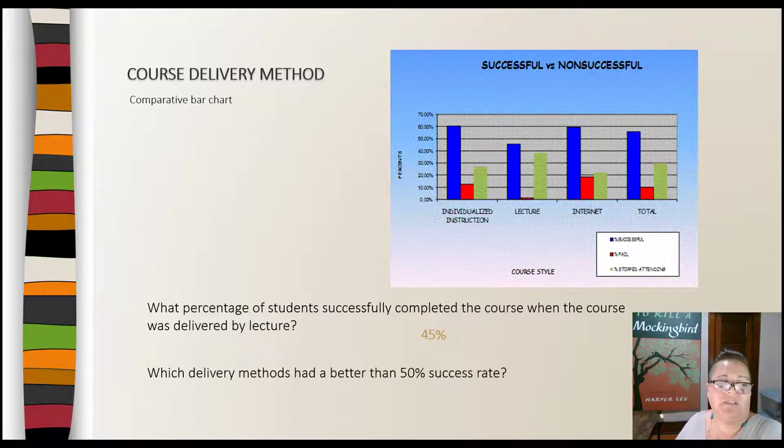The second question says, which delivery methods had a better than 50% success rate? So I'm going to look at the success rate, which was the vertical axis. I'm going to find 50%. And I'm only going to look at the delivery methods whose success bar goes higher than 50%. And that turns out to be individualized and internet. So whether it was individualized instruction or internet instruction, their success rates were better than 50%. I'm not counting total in that because the total is just that, a total.